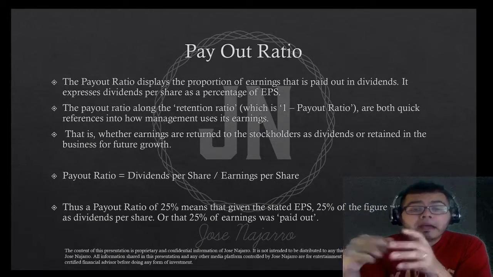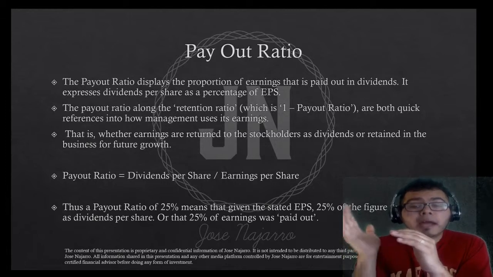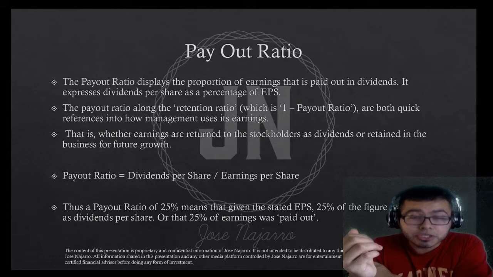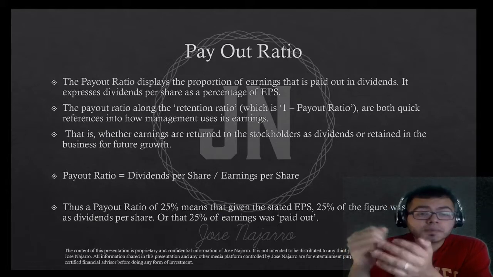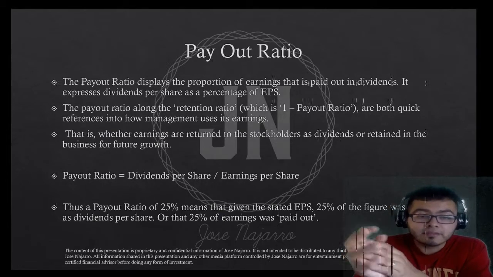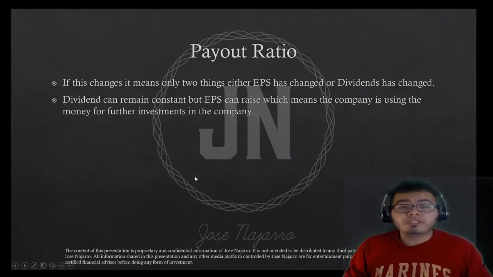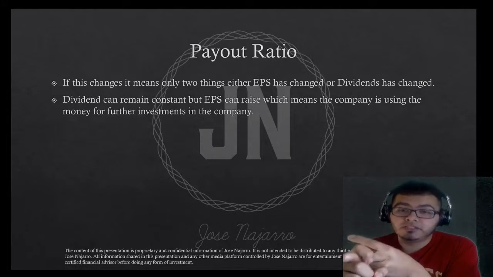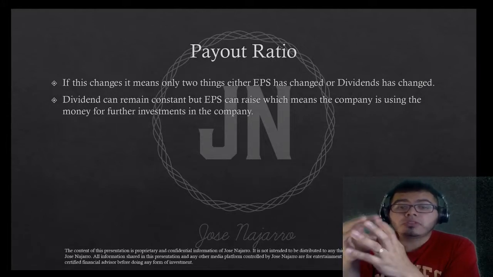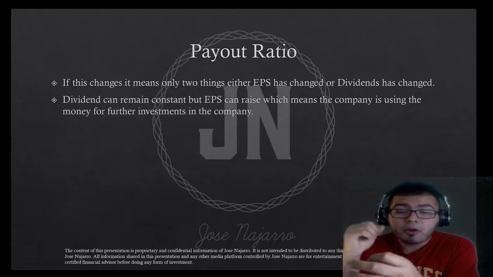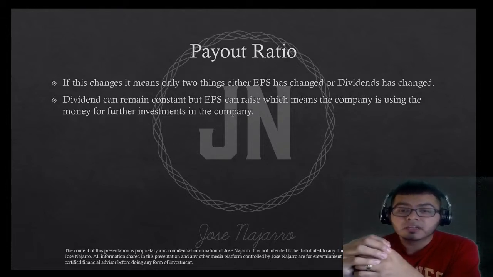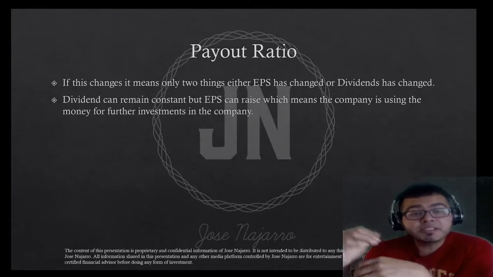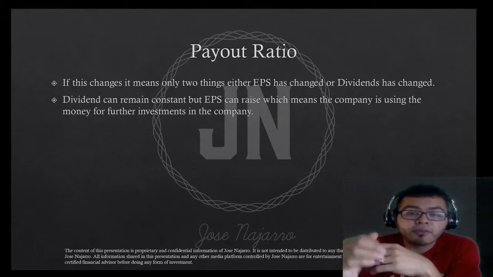Like I mentioned, payout ratio is dividends per share divided by earnings per share. You can find dividends per share in the income statement, and earnings per share as well. If the payout ratio changes, it means two things: either earnings per share has changed or dividends have changed. Just remember, dividends can remain the same while earnings per share continue to rise. If earnings per share continues to rise but dividends stay the same, then the company is using that money for further investments.